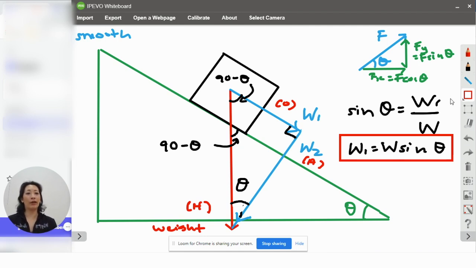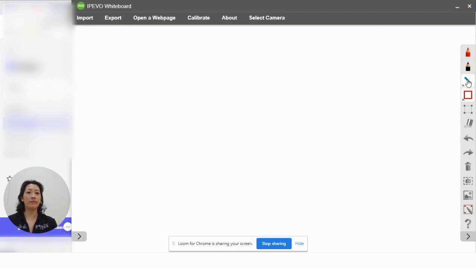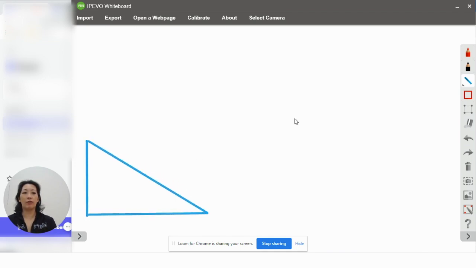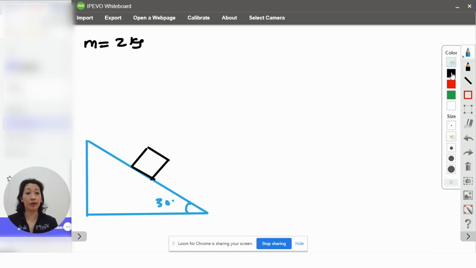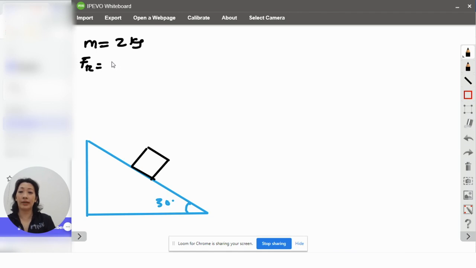So here's an example of a question you may come across. For example, you could have a situation like this, where they give you the mass of the object, say it's 2 kilograms. Say they give you the angle here, let me change color, say 30 degrees, and they give you the value of the friction as well. They say, okay, the friction acting on the surface here is 5 Newton, and it could ask you to calculate the acceleration.